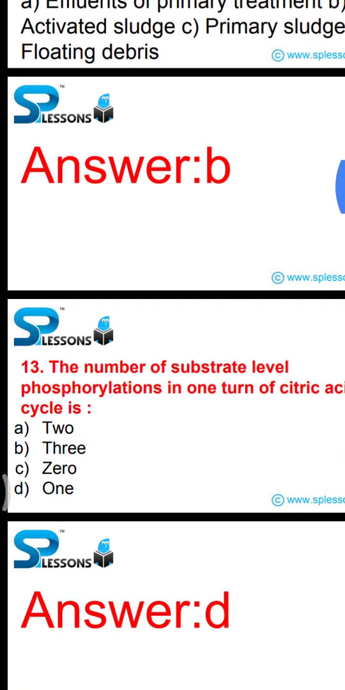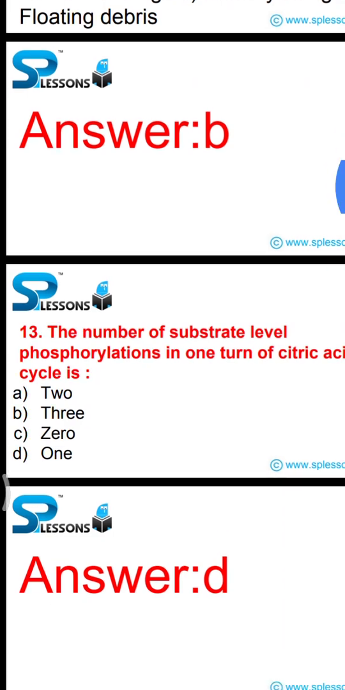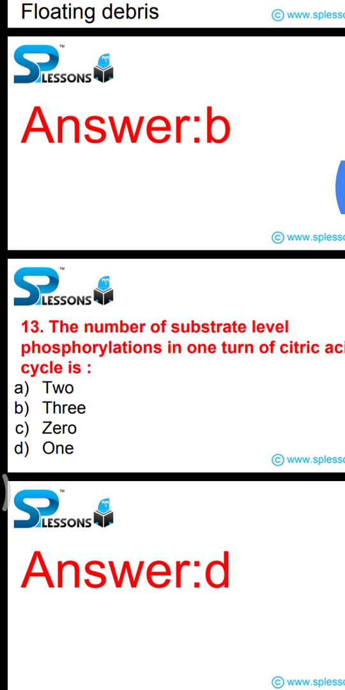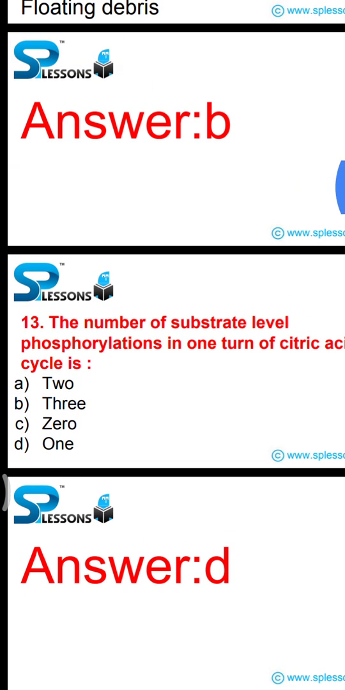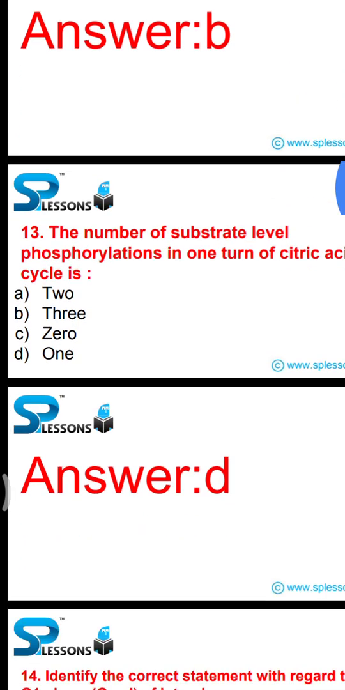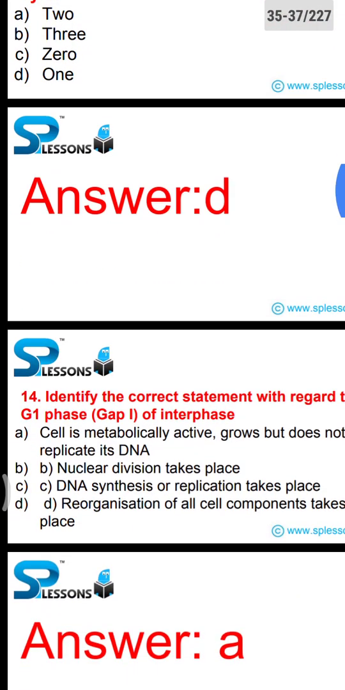13th question, the number of substrate level phosphorylations in one turn of the citric acid cycle is: option A 2, option B 3, option C 0, option D 1. And the answer is option D 1.